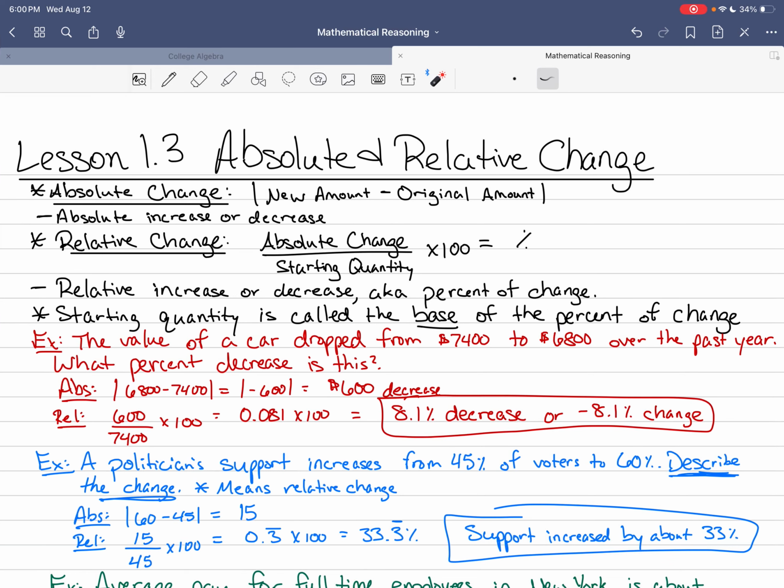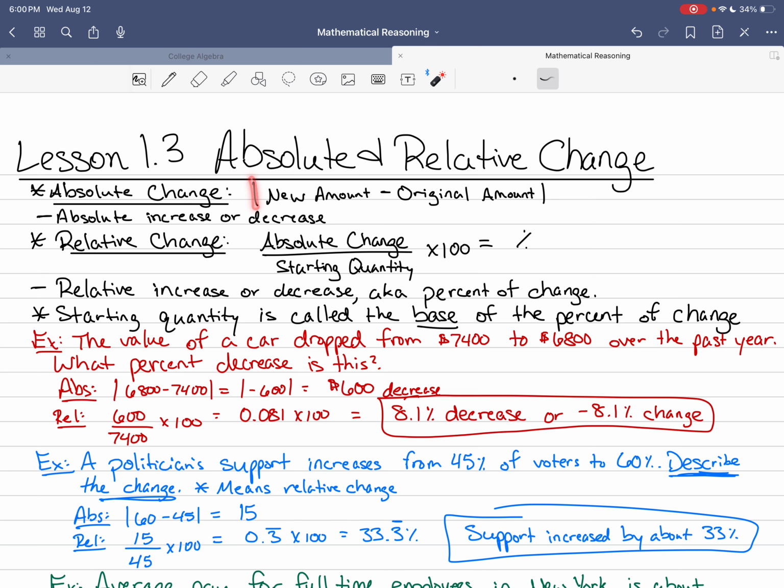Welcome to Lesson 1-3. Here we're going to talk about absolute and relative change. So absolute change is going to be where you take the absolute value of your change, and we're going to call it an absolute increase or an absolute decrease. So we're going to do whatever our new amount is minus whatever the original amount was, and then we're going to take the absolute value of that.